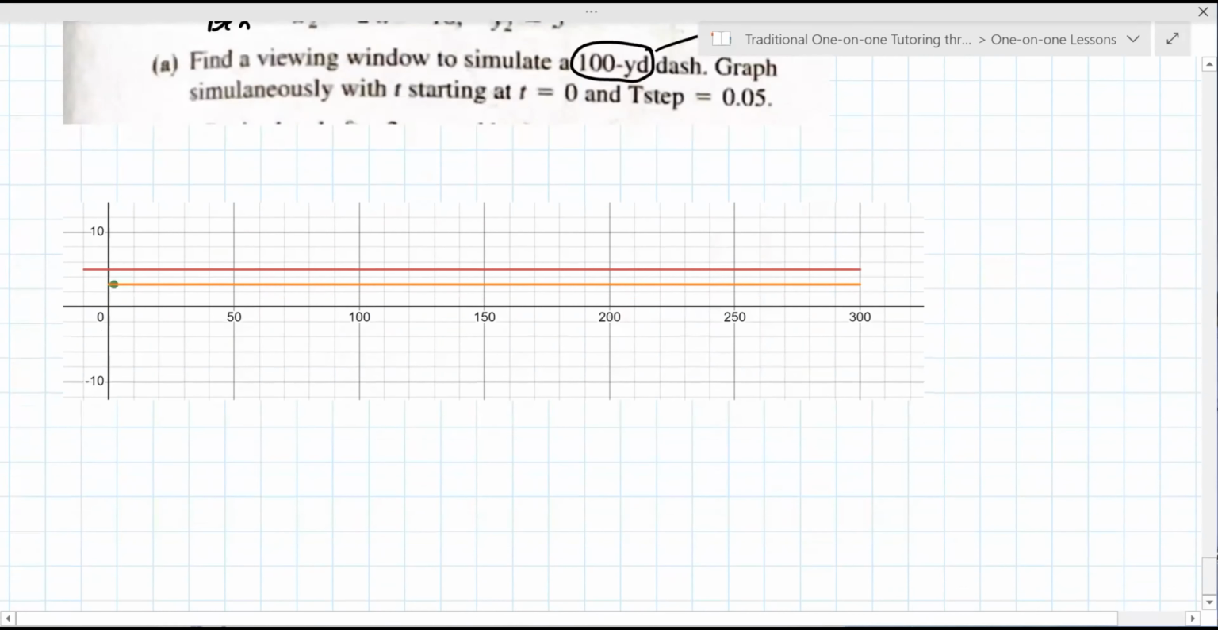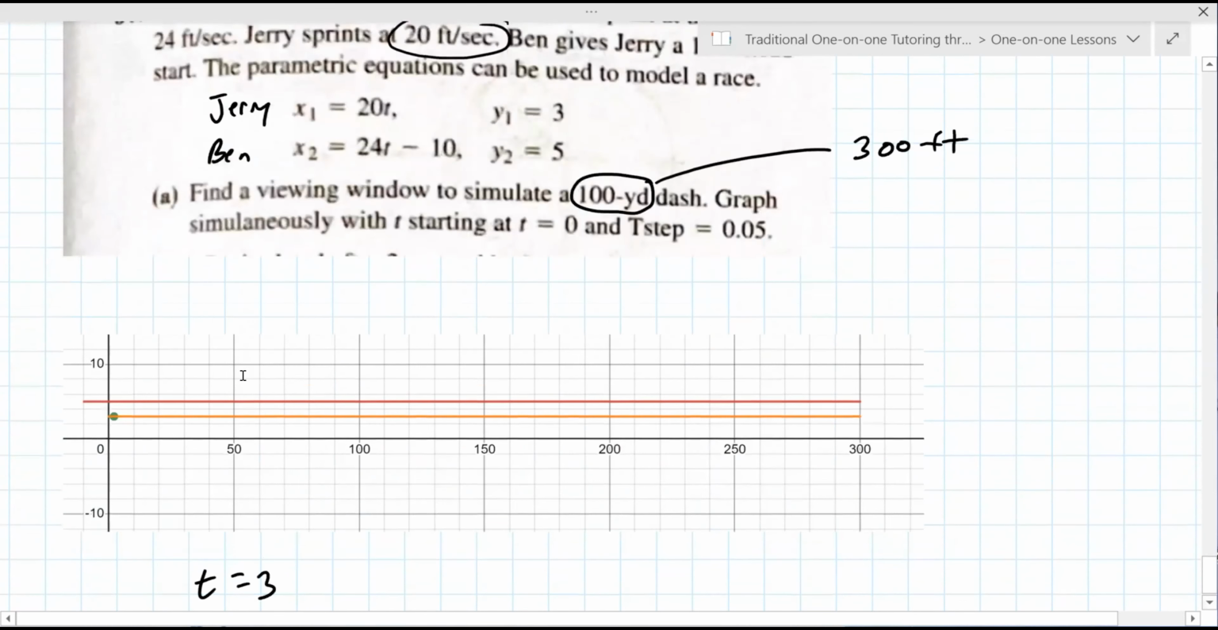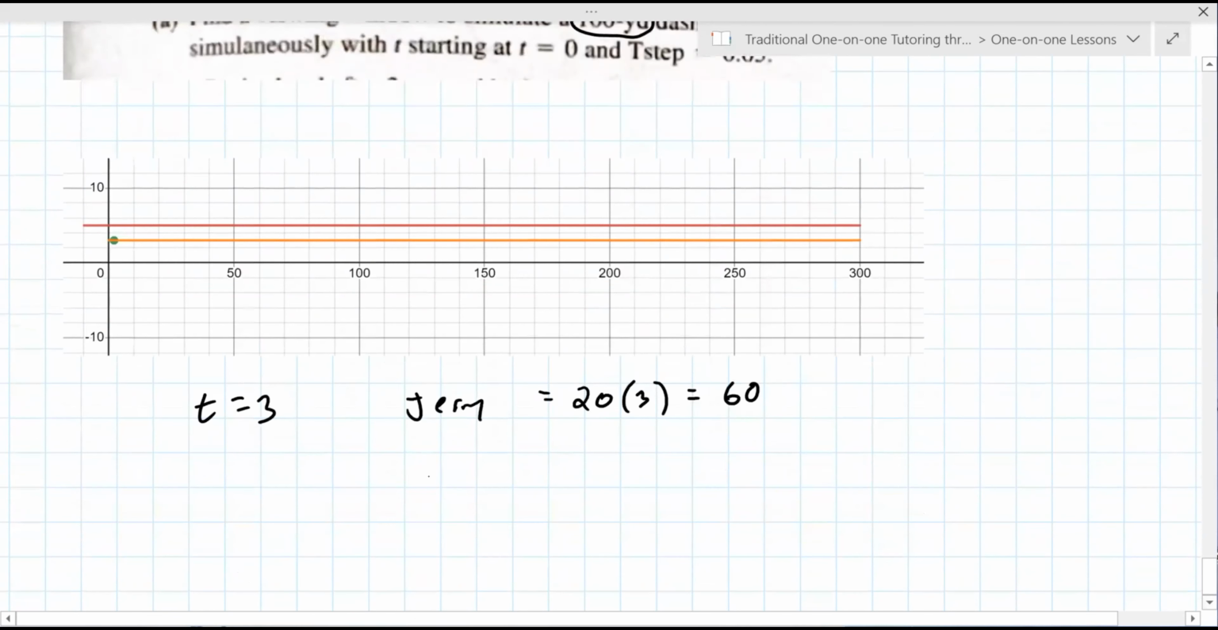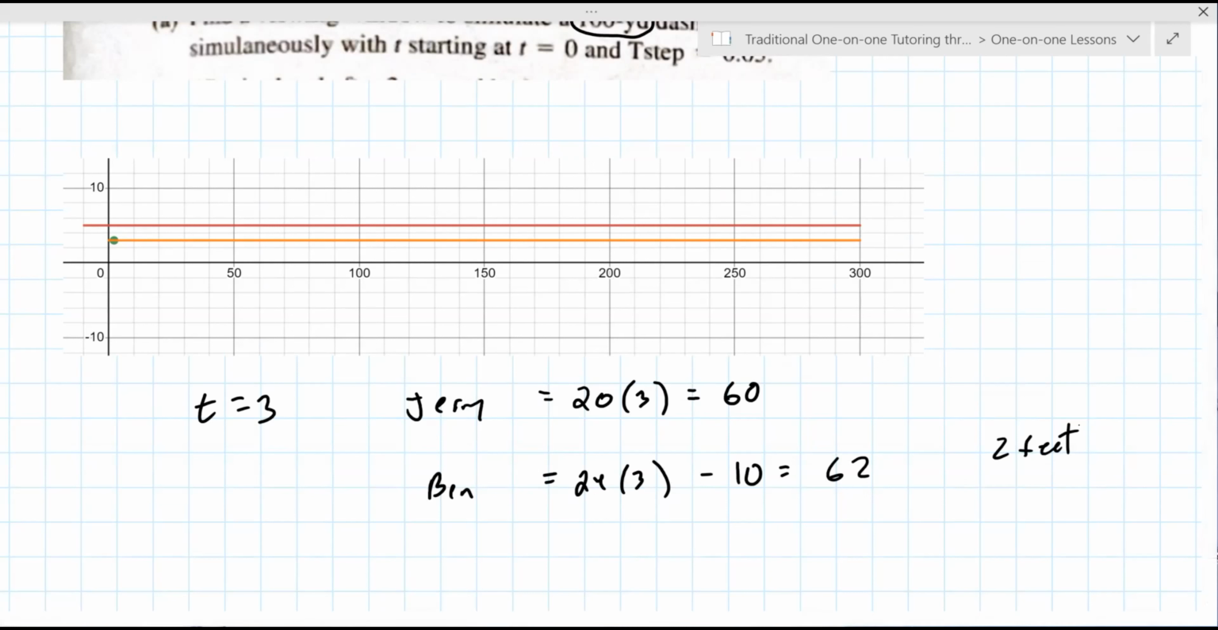So after 3 seconds, when t equals 3, Jerry goes 20 times 3, which is 60. And Ben is 24 times 3 minus 10. So that's 62. So it looks like Ben is ahead by 2 feet. Okay. Got it.